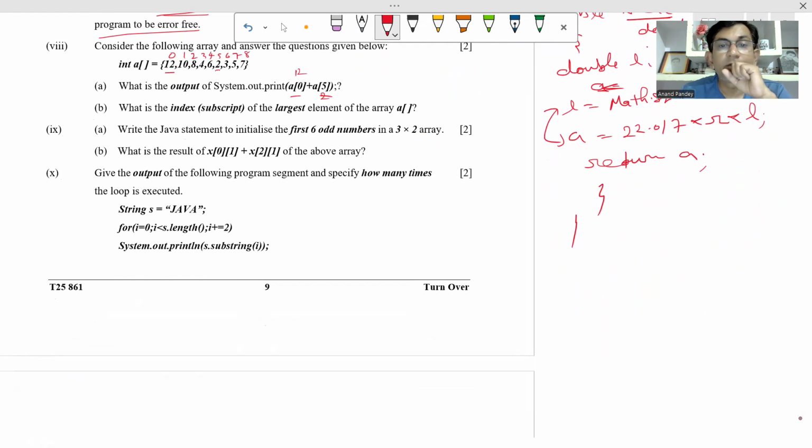So 12 plus 2 will be what? 14. The answer of this will be what? 14. You write A 14. Do not write the question, okay? Just write the answer only.